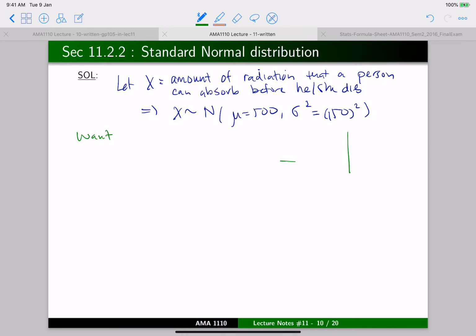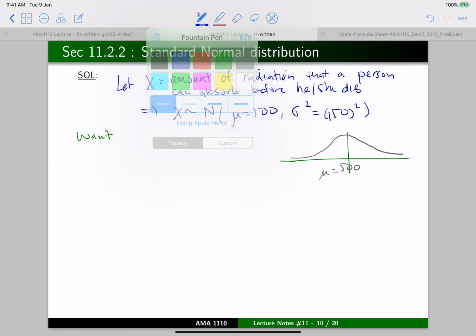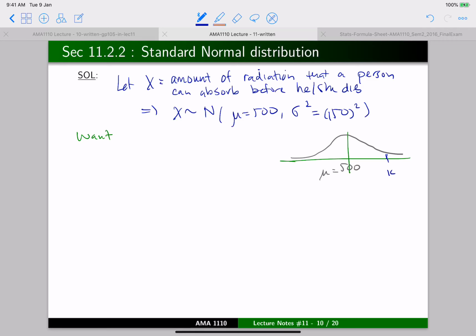We want to find a k such that, say this is 500, the mean, to the right of this k is only 5% of the area. To the right, so only 5% of people survive. So I'm going to find a k such that the probability that X is greater than k is 0.05.